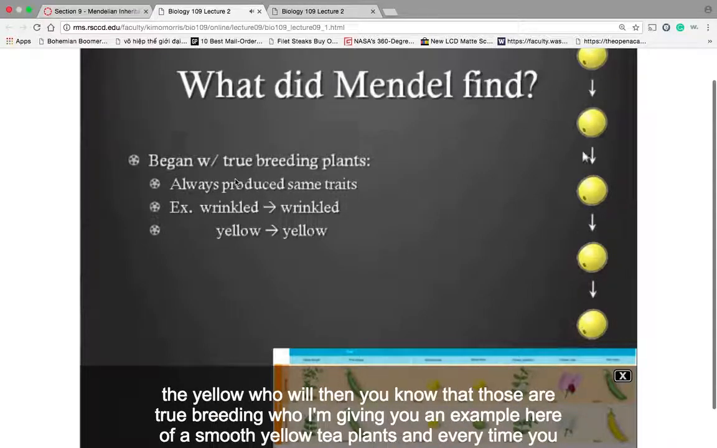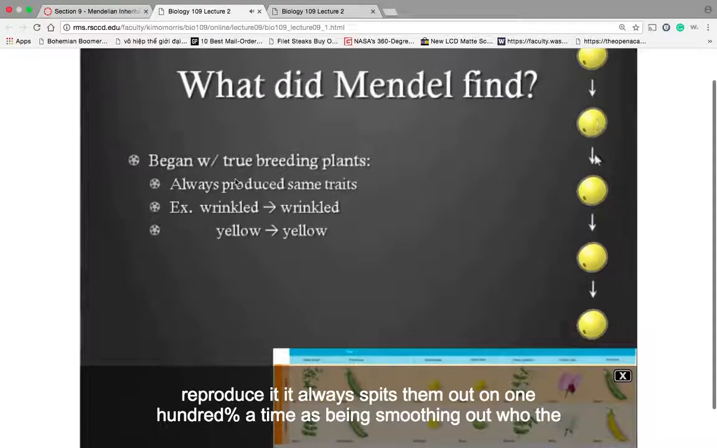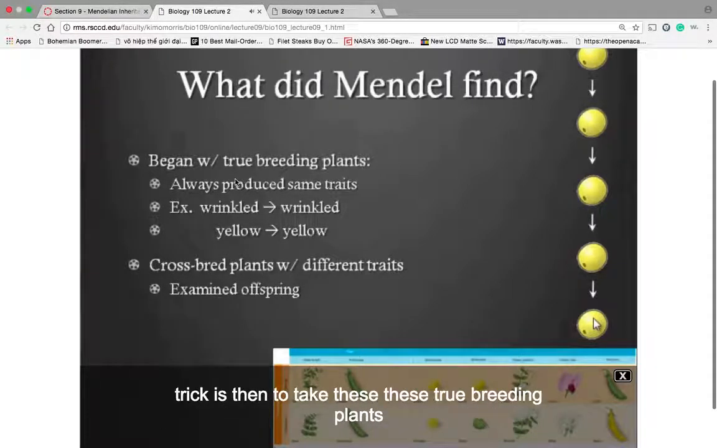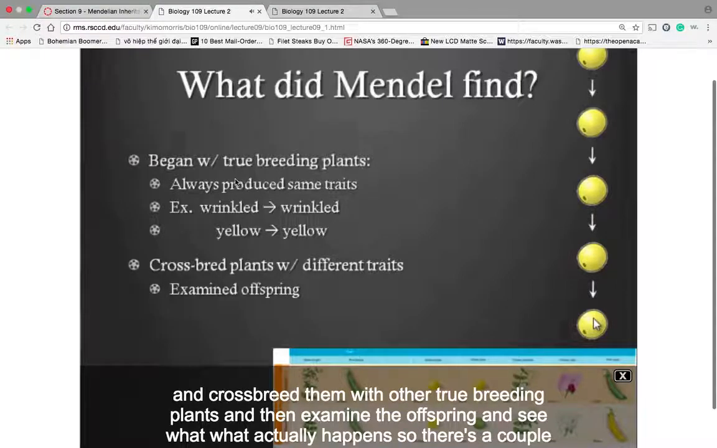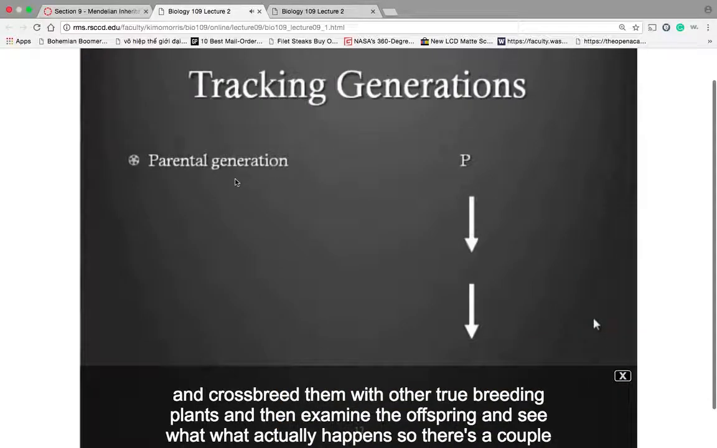I've given you an example here of a smooth yellow pea plant, and every time you reproduce it, it always spits them out 100% of the time as being smooth and yellow. The trick is then to take these true breeding plants and crossbreed them with other true breeding plants and then examine the offspring and see what actually happens.